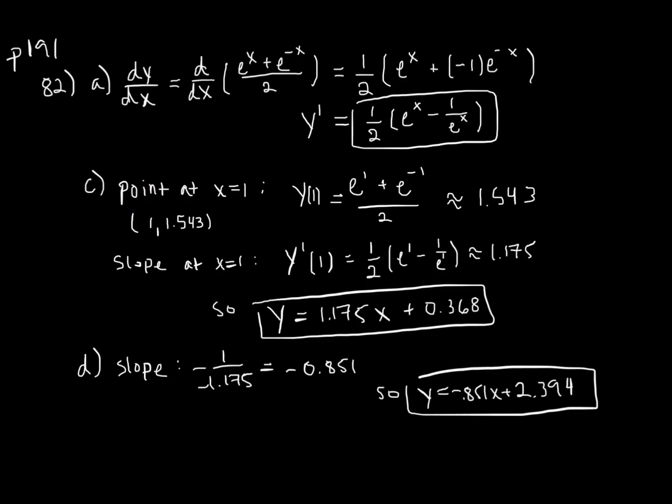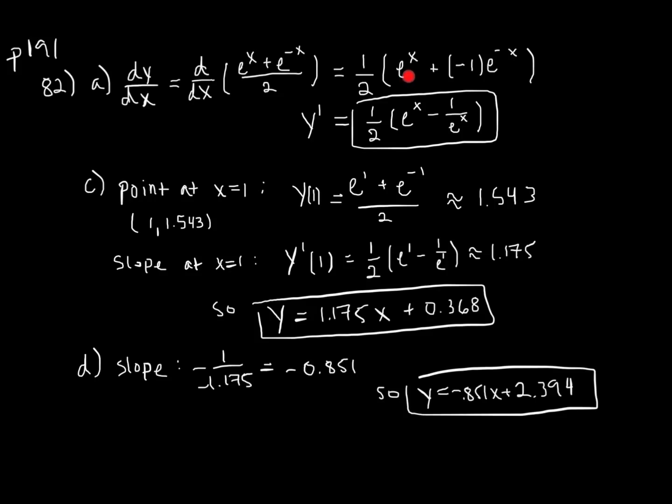Alright, well, let's go ahead and take a look at number 82. So for part A, we're going to take the derivative of this particular function to find y prime, and taking the derivative with respect to x, of e to the x plus e to the negative x over 2. What I did was I factored out the 1/2 and then took the derivative of e to the x and e to the negative x using the sum rule. So I took the derivative of each one respectively.